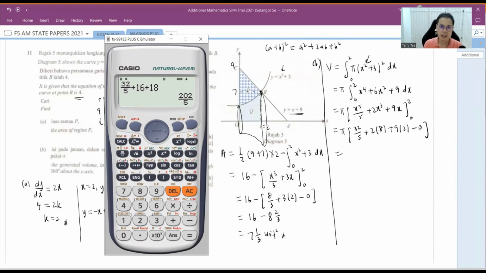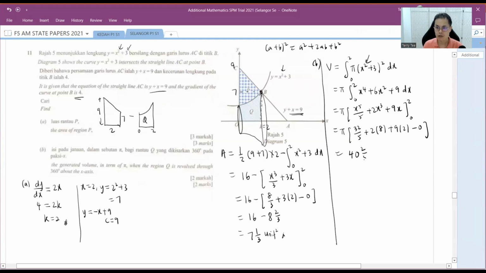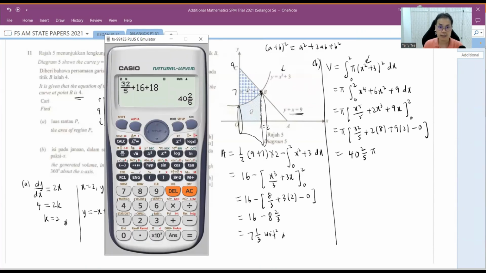But for me personally, in mensuration like area and volume, it actually makes better sense if you leave the answer as a mixed number. So we know this is 40 and 2 over 5 pi. So it's slightly more than 40 pi, right? But it's okay to leave your answer in this form. In fact, some marking schemes will give the answer in this form. So it doesn't matter.